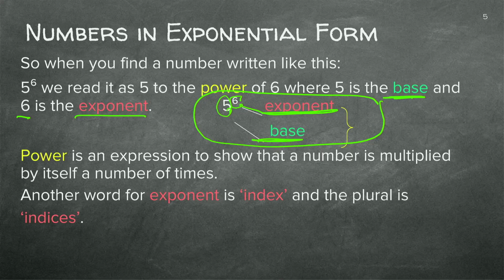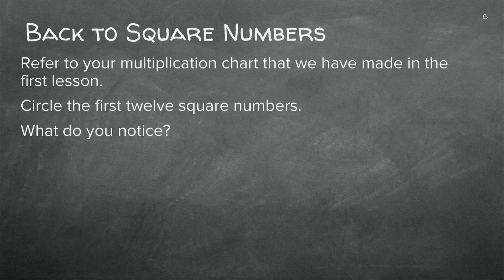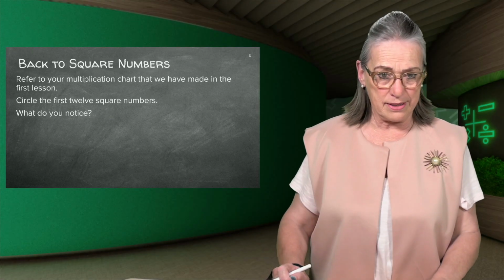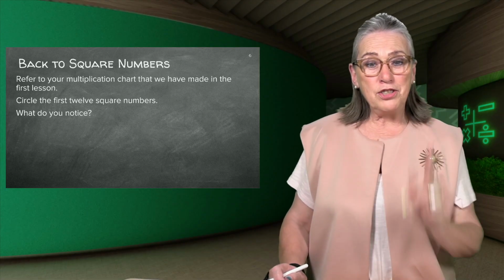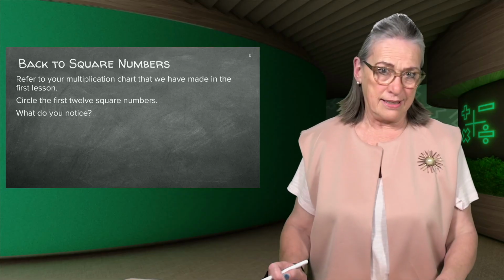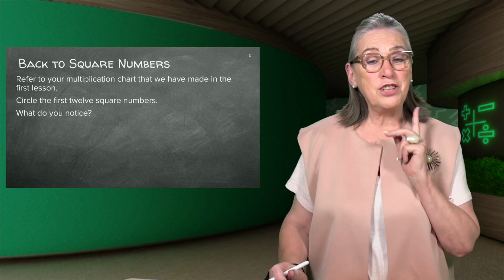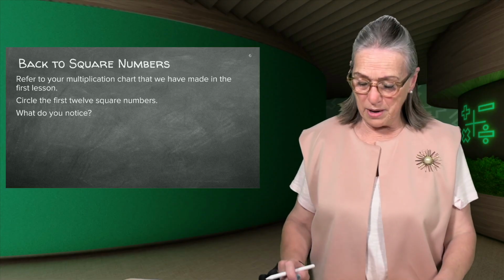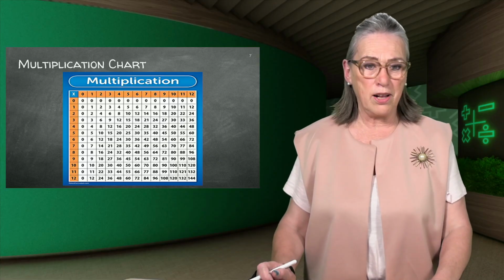Now, just for your interest, another word for exponent. In some books you will find they use the word index and the plural is indices. So if you find that, then you know they actually refer to exponents. Okay, now let's go back to square numbers. Now I want you to refer to your multiplication chart that we made in the first lesson. And I want you to circle the first 12 squares.